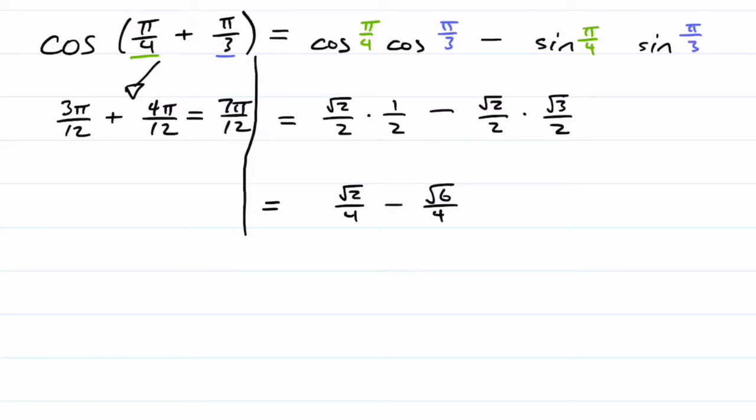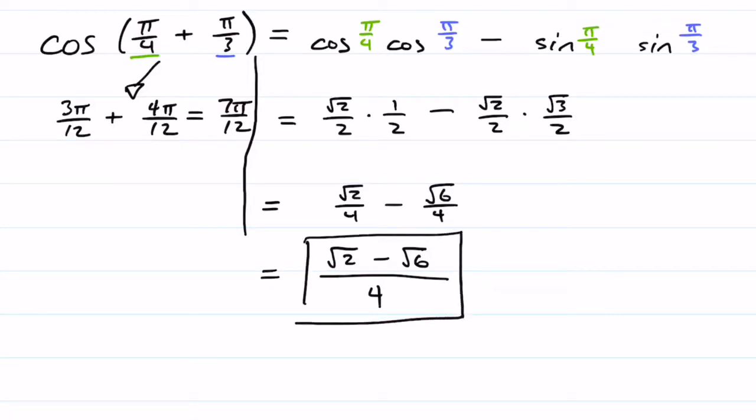It's already got a common denominator, which will always happen when you're using the sum or difference identities. So we just need to subtract the numerators, but we can't subtract root 2 minus root 6 because they're not the same radical. So I'm just leaving it then as root 2 minus root 6 all over 4. Just because this 7 pi over 12 isn't on the unit circle doesn't mean we can't verify it.